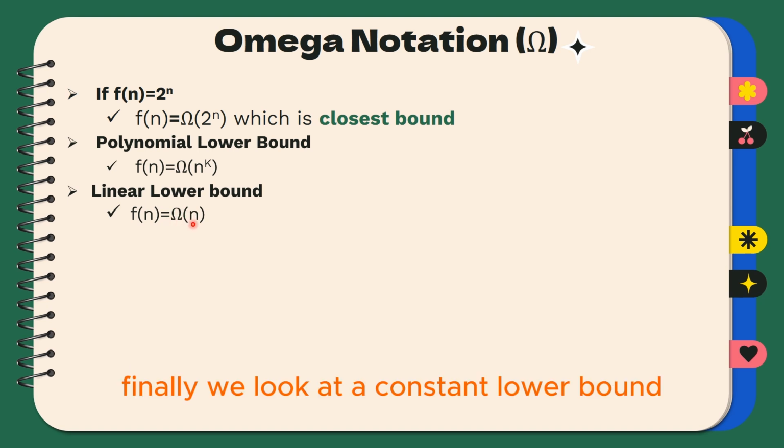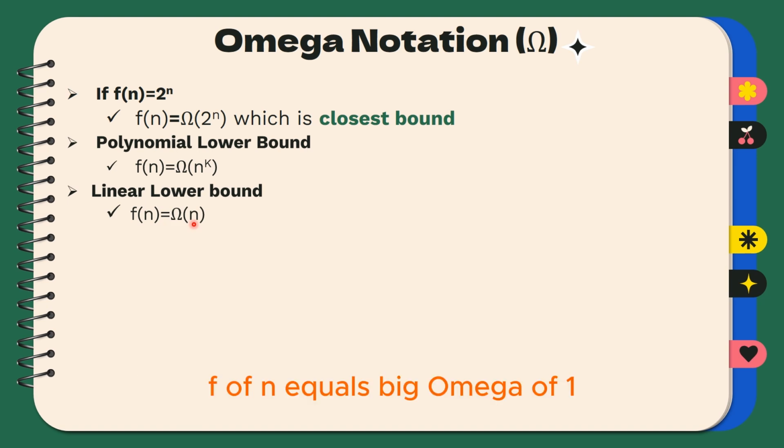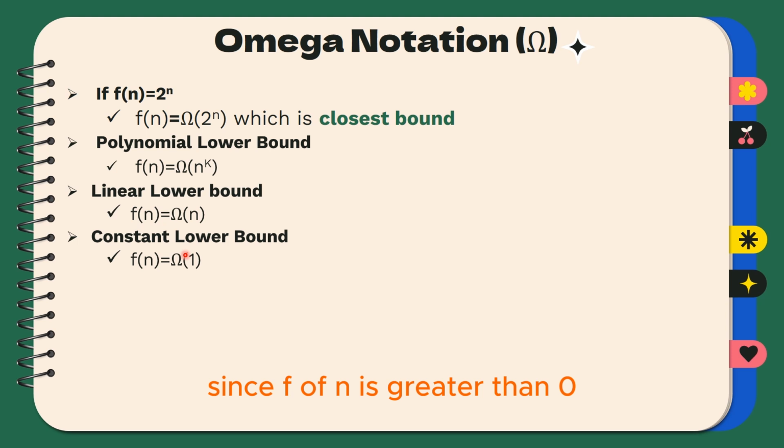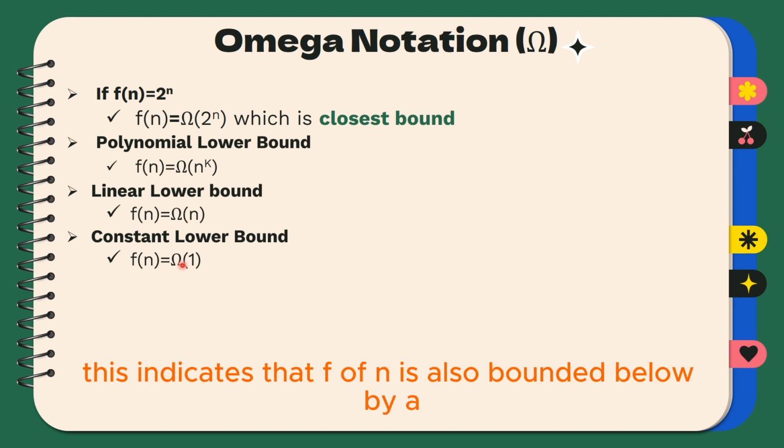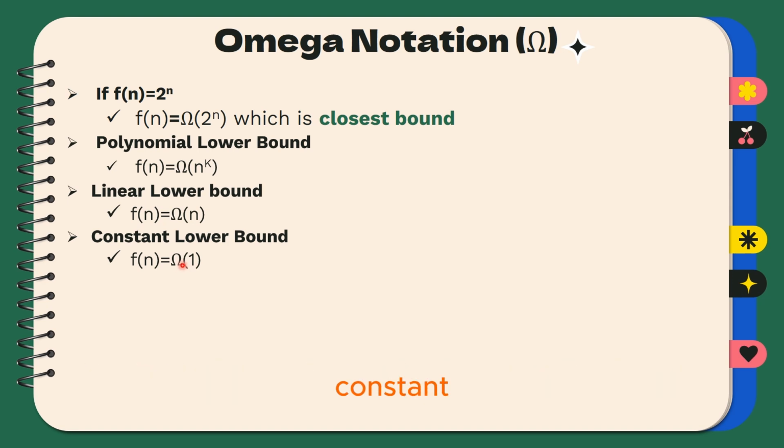Finally, we look at a constant lower bound, f of n equal to big omega of 1. Since f of n is greater than 0 for all n greater than or equal to 0, we have f of n equal to big omega of 1. This indicates that f of n is also bounded below by a constant.